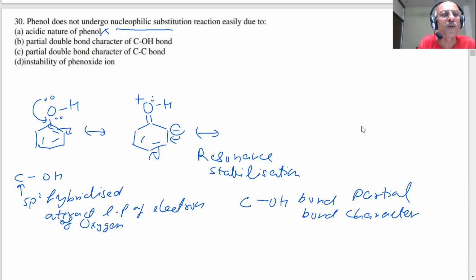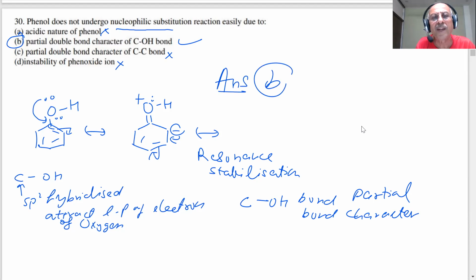Acidic nature of phenol, no. Partial double bond character, student, partial double bond character. That is the correct answer which we have explained to you. The C-O bond has become partially double bond, because of which it will be difficult for nucleophilic substitution to take place. You do not have that much energy to break the double bond. It is easier to break a single bond and difficult to break a double bond. Partial double bond character is there, sp2 hybridization is there here. So this is the correct answer. Then carbon, no. So our answer for this is B.